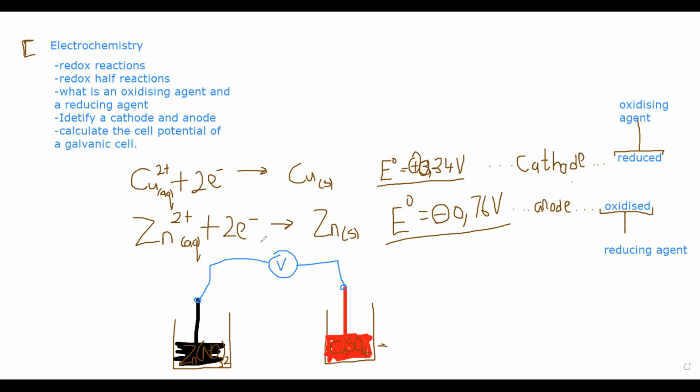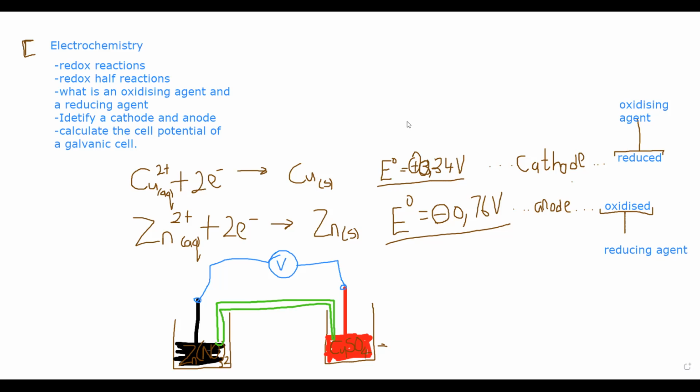So the voltmeter is to read the electric potential of the cell. And in addition to the voltmeter, we don't want our reaction to reach equilibrium. So we're gonna have a salt bridge so that the reaction never reaches equilibrium. So this is the basic structure of a galvanic cell.